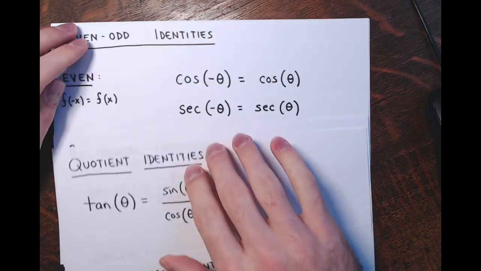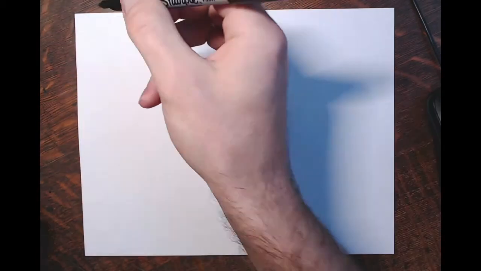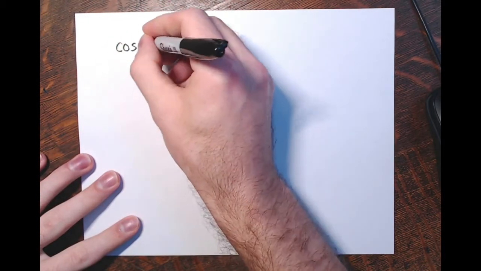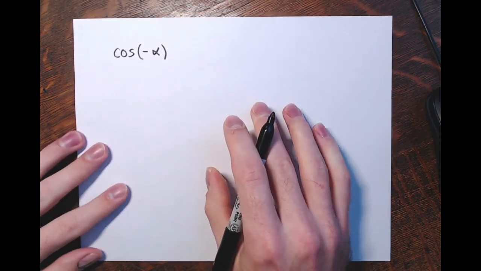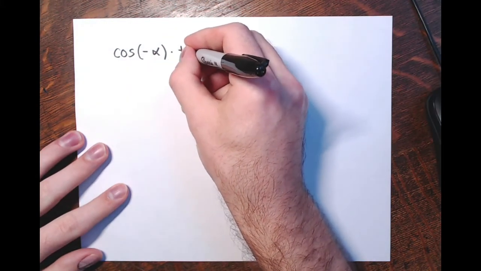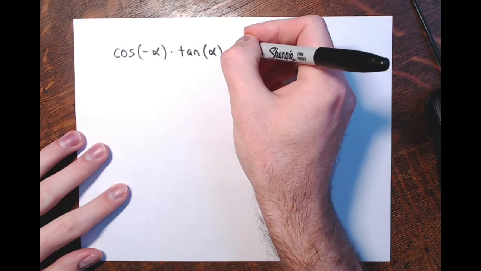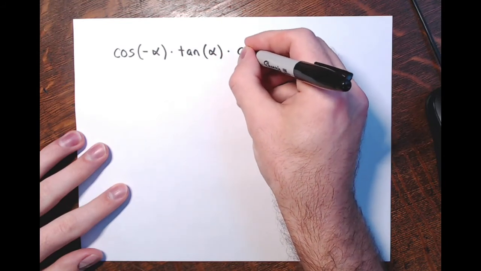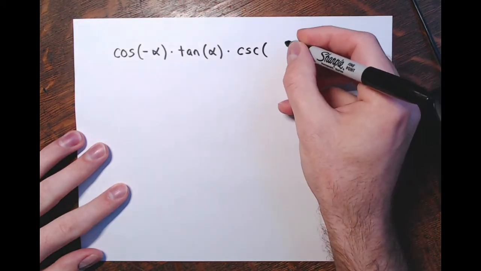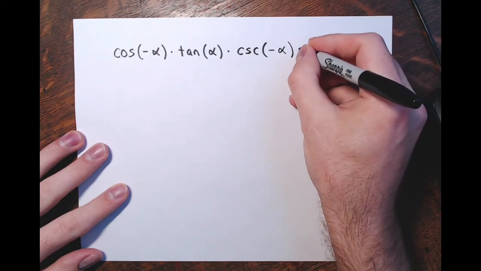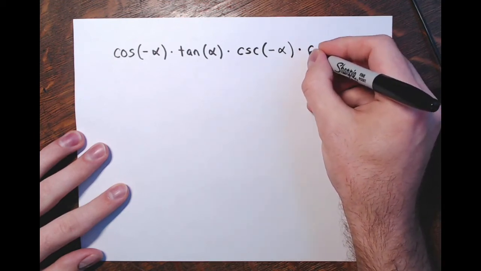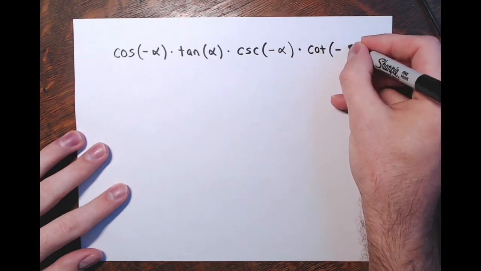Noting all these identities, let's get to the expression at hand, and I'll write out the expression that was given to us in the problem. So we have the cosine of negative alpha. The angle is called alpha instead of theta, no big deal. Multiplied by the tangent of alpha, multiplied by the cosecant of negative alpha, or the opposite of alpha, multiplied by the cotangent of the opposite of alpha.